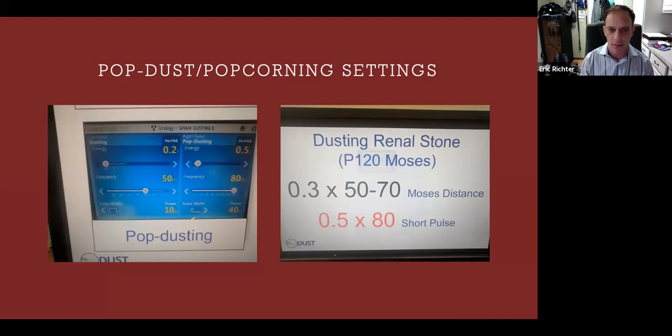And so you have the right and the left pedal. The right one you could set at what's in red: an energy of 0.5 and a high frequency of 80 with short pulses. That's more the pop dusting, where it's not actually coming in contact with the stone. And then the Moses distance is that 0.3, so a little bit lower energy and a little bit higher frequency, and that's the popcorning. So these are just some settings to keep in mind for that.